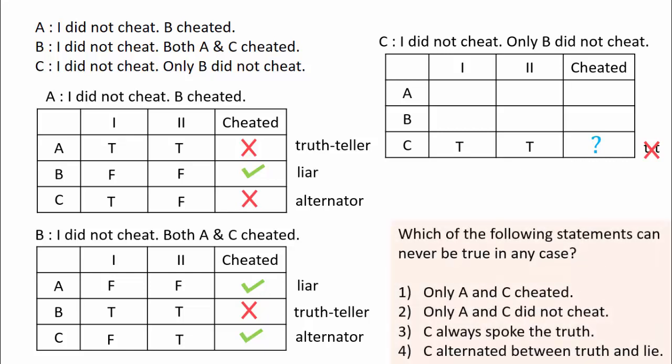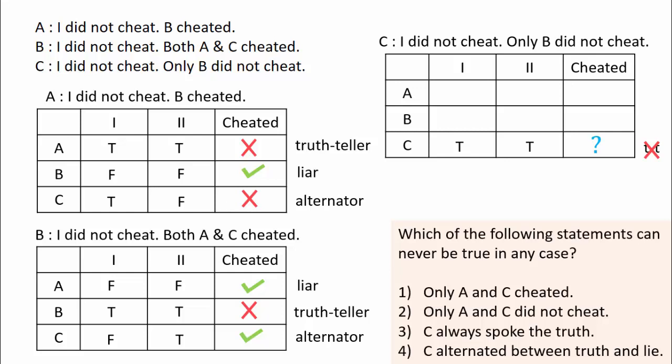Now let's go back to the question and check for the options that are given to us. Here we are asked which of the following statements can never be true. First option says that only A and C cheated, which is true according to our second assumption where we considered B as the truth teller. Second option is only A and C did not cheat. This means only B cheated, which is true when A was the truth teller.